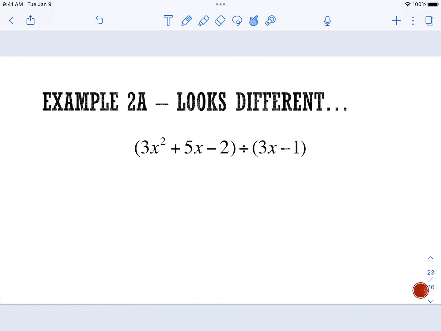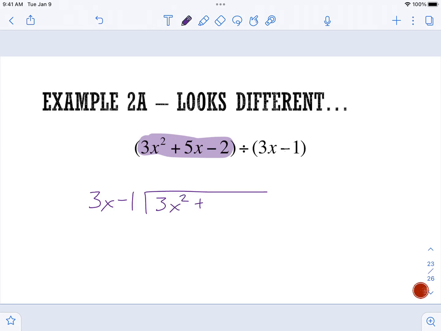All right, this one looks a little bit different. It's just written in a different form. So in order to use long division, we're going to have to convert it to long division form first. So this is the first part. This is my divisor, 3x minus 1. So that goes on the outside. And then the second part, this part goes on the inside. So 3x squared plus 5x minus 2.